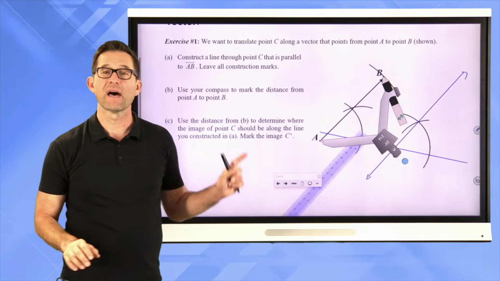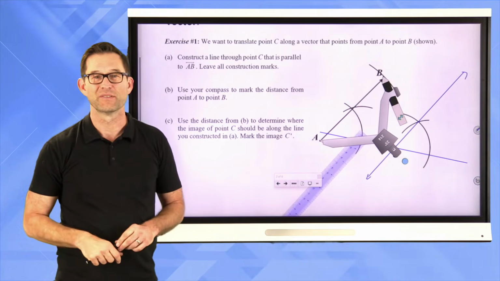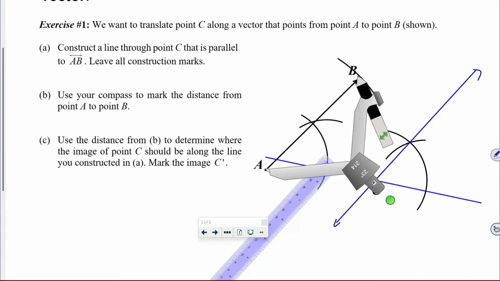Now that's all I was asked to do in letter B. Now let's take a look at letter C. Use the distance from B to determine where the image of point C should be along the line you constructed in A. Mark the image C prime.